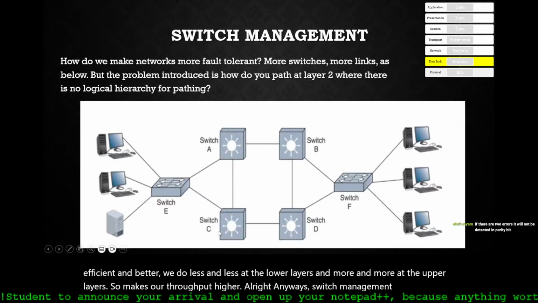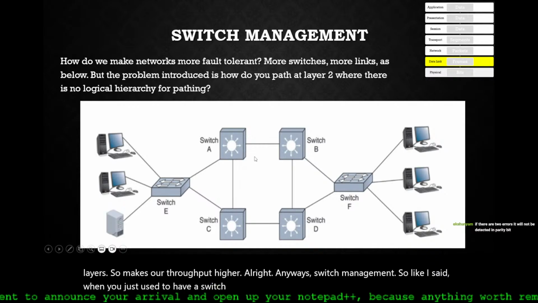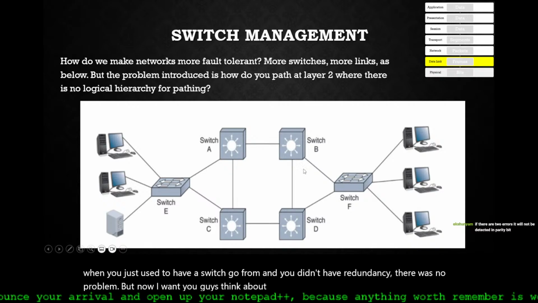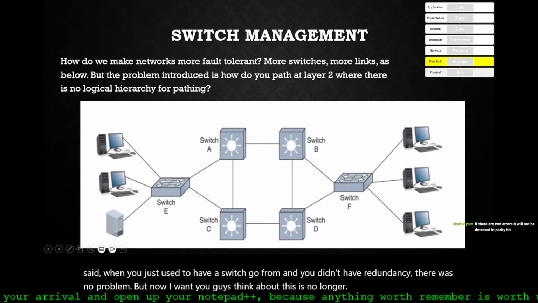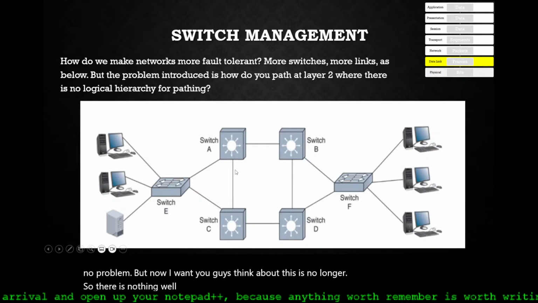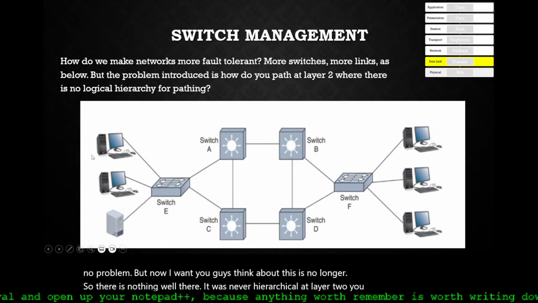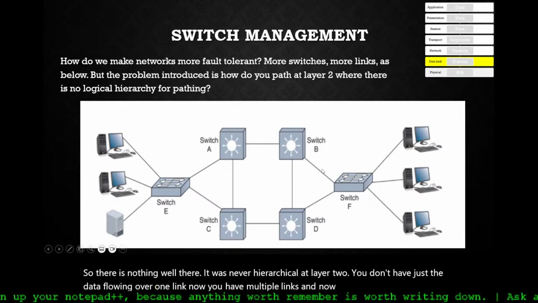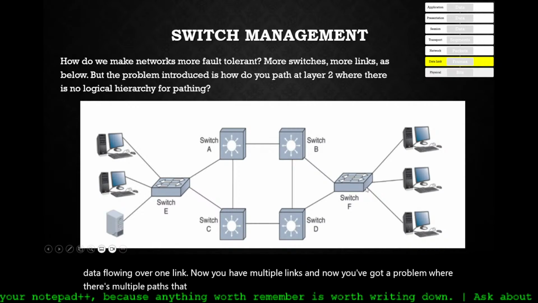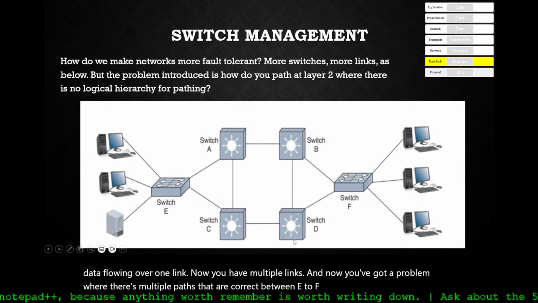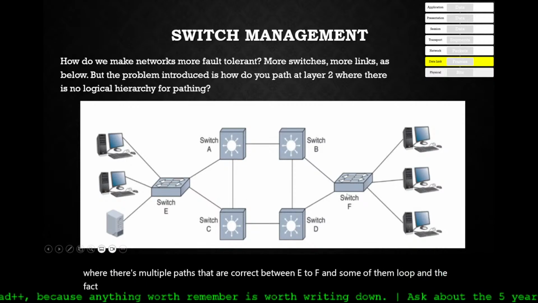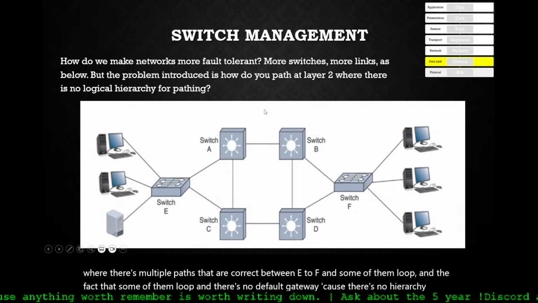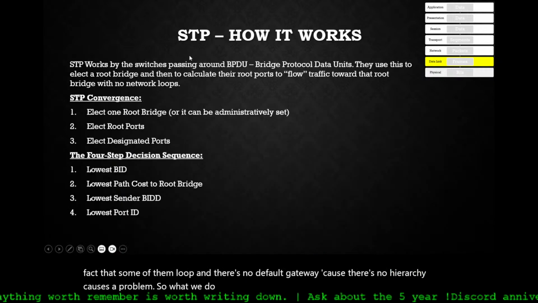So, like I said, when you just used to have a switch and you didn't have redundancy, there was no problem. But now, I want you guys to think about this. This is no longer hierarchical. Well, it was never hierarchical at layer 2. You don't have just data flowing over one link. Now you have multiple links. And now you've got a problem where there are multiple paths that are correct between E and F, and some of them loop. And the fact that some of them loop and there's no default gateway because there's no hierarchy causes a problem. So what we do is we use the thing called spanning tree protocol.